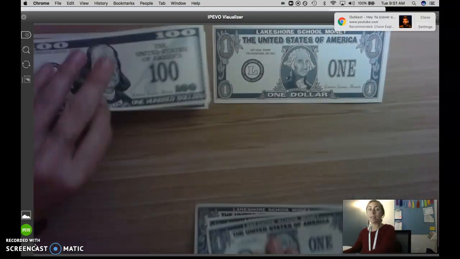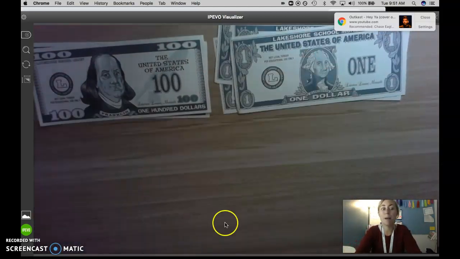For your practice work today, you're going to be counting amounts of money. There's only a few questions, so make sure that you do a really good job with it and take your time. Get a whiteboard and marker if that helps your thinking.